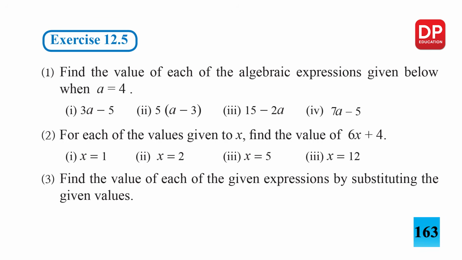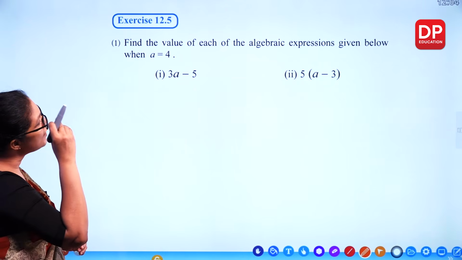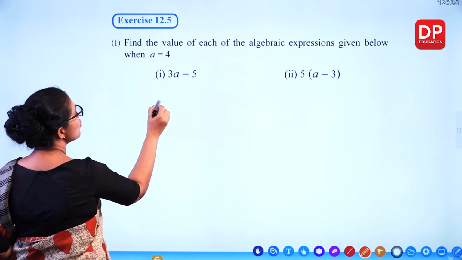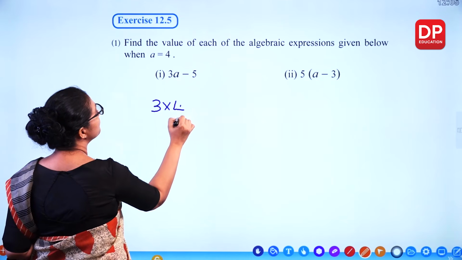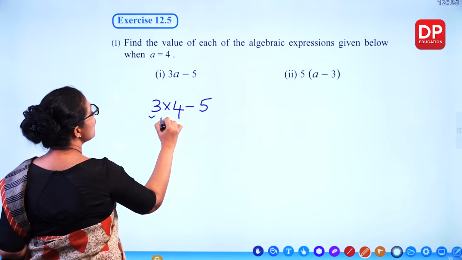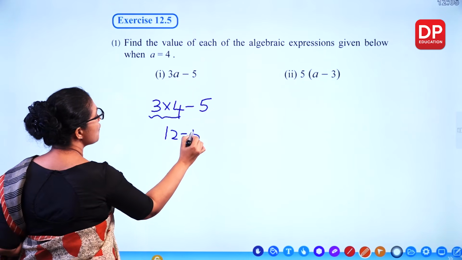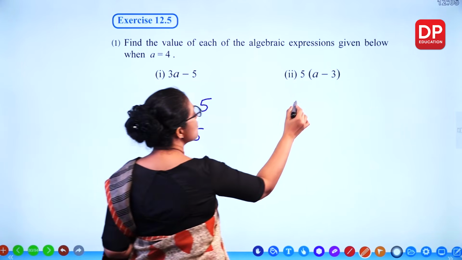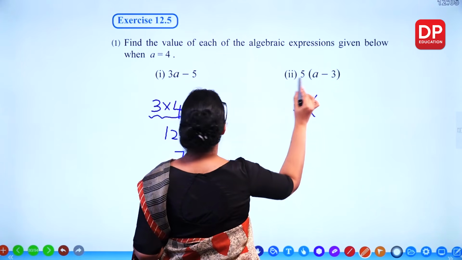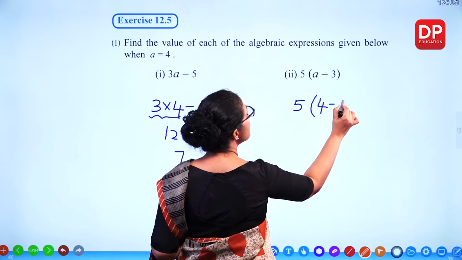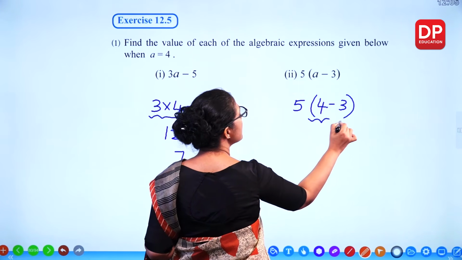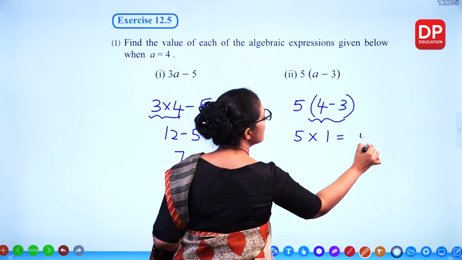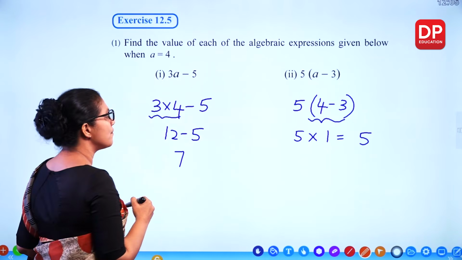Exercise 12.5. Find the value of each of the algebraic expression given below when a equals 4. So substitute a equals 4. 3 times 4, 12. 12 minus 5, you get 7. This one I can simplify inside. 4 minus 3. Brackets first, that's 1. 5 times 1, you get 5.